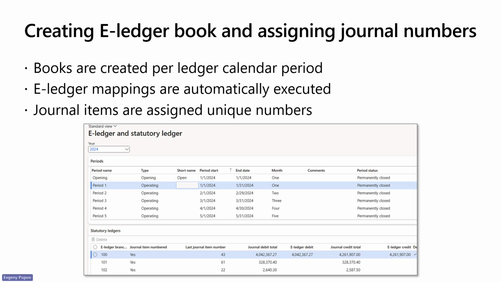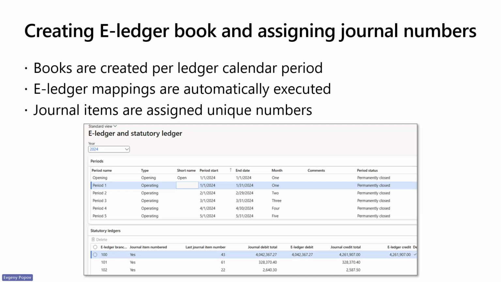Note that it's possible to create a book and assign journal item numbers for a period only if the previous period is permanently closed. So basically, for a period, you need to create a ledger book, you need to send it, then you need to permanently close the ledger period in order to be able to work on your ledger book for the next period.